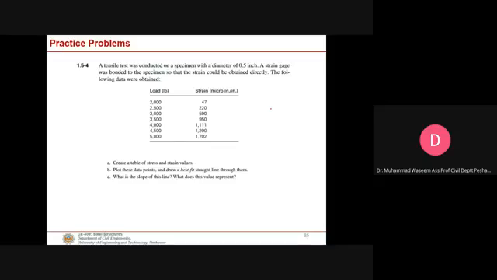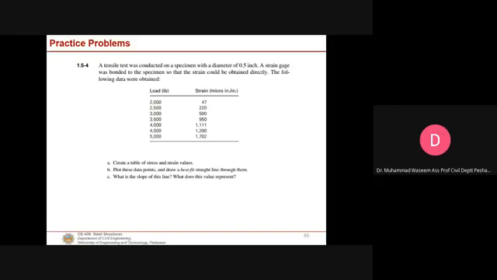If you go to the Segui book and look at their problems, you will find problem 1.54. This problem is about a tensile test conducted on a specimen with a diameter of 0.5 inch. A strain gauge was also attached to that specimen, recording the strain when the bar was loaded. For the strain measurement, you need this strain gauge. The following data was obtained: the load versus the strain. Now it is asking you to create stress-strain values. So you have the load.